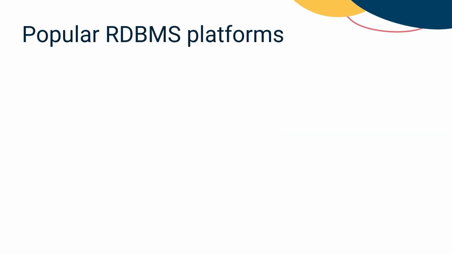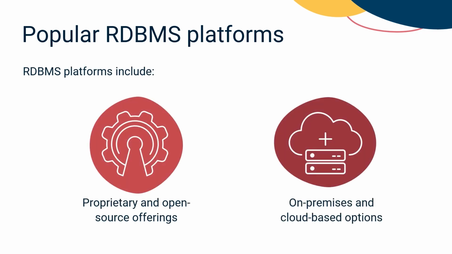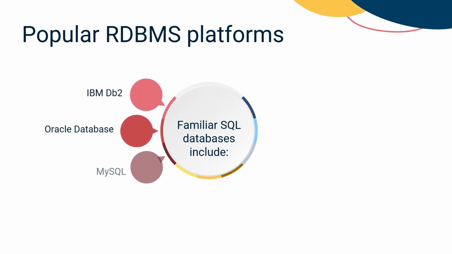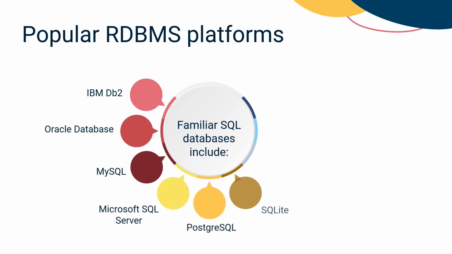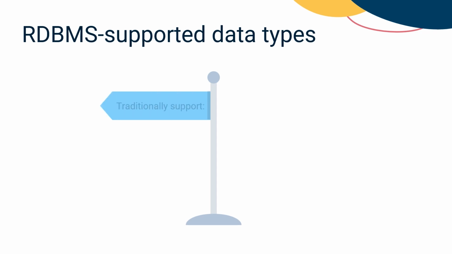You might already be aware of the range of available RDBMS platforms. These platforms include proprietary and open source offerings, and some provide both on-premises and cloud-based options. Some familiar and currently popular SQL databases include IBM DB2, Oracle Database, MySQL, Microsoft SQL Server, PostgreSQL, SQLite, MariaDB, SAP HANA, Amazon RDS. SQL databases traditionally support primitive data types like integer, float, Boolean, and other data types.